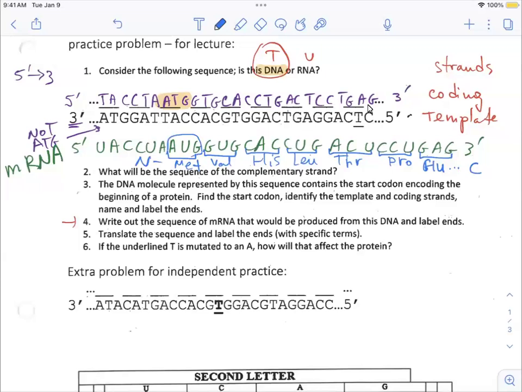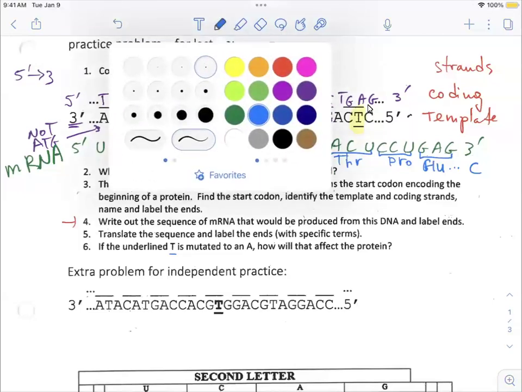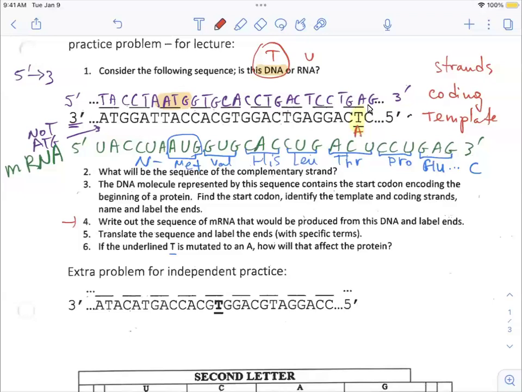All right, so the last one is, what if we have a mutation? If we change the underlined T to an A, we're going to find that T. Let me highlight it. So this is the T that got underlined. If that changes to A in the mutation, then the top strand is going to change to a T. And that would change the last codon from GAG. So the mutation is going to be GAG to GTG.